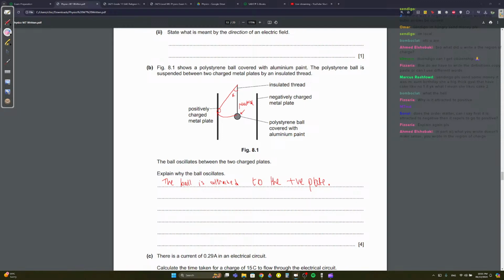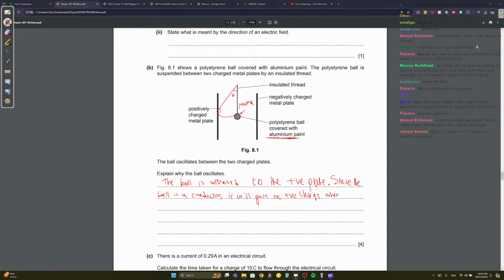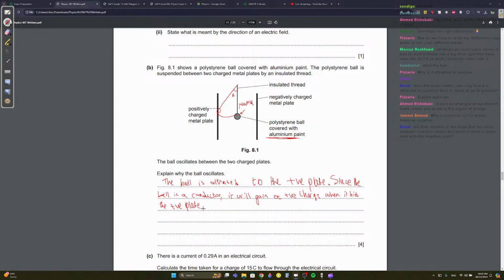Since the ball is aluminum, it's a conductor. Since the ball is a conductor, it will gain a positive charge when it hits the positive plate. So now the ball is positive and it's beside the positive plate. What's going to happen? It's now going to be repelled by that positive plate.